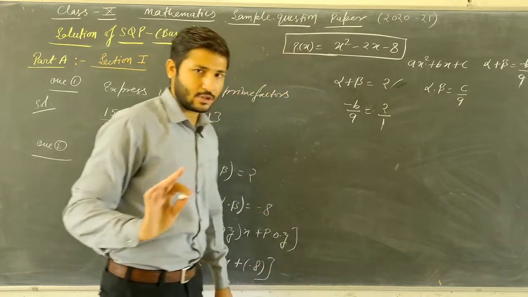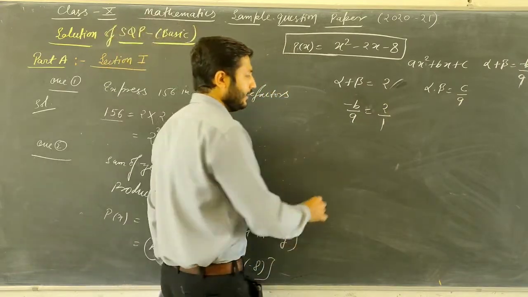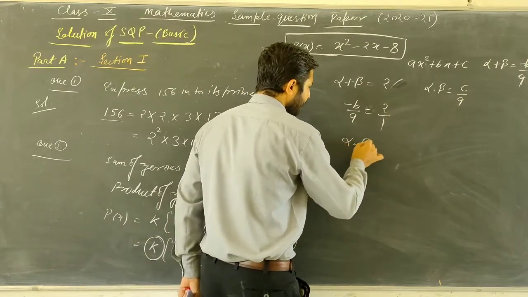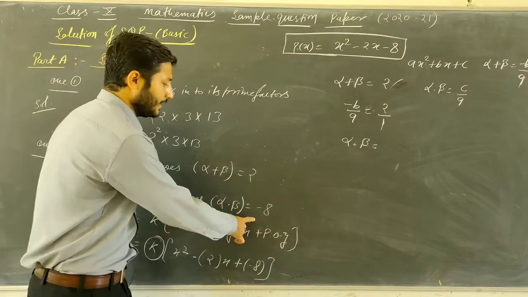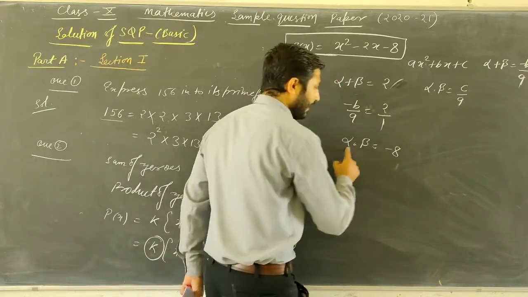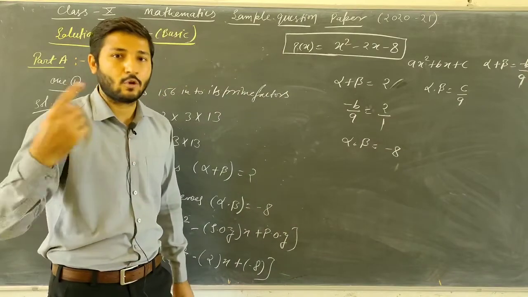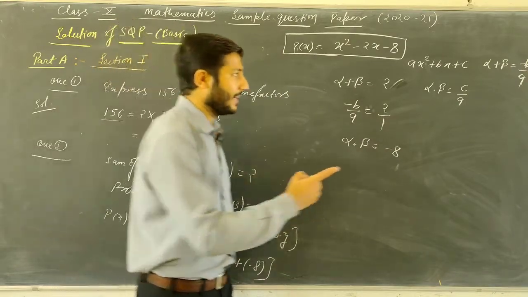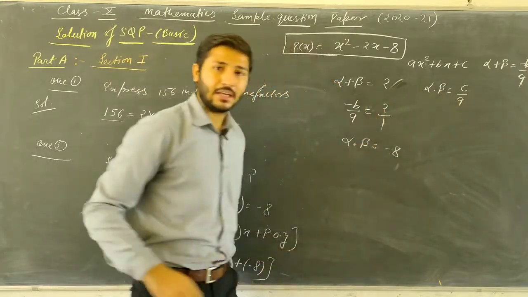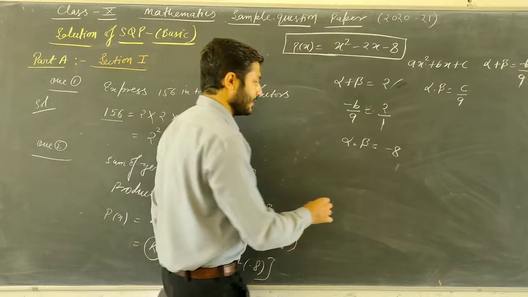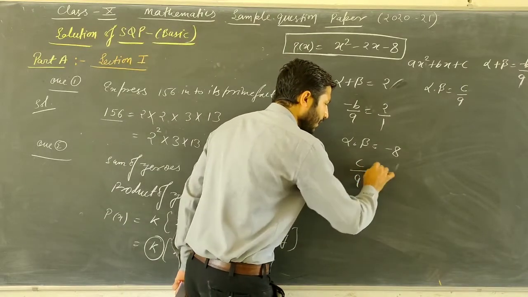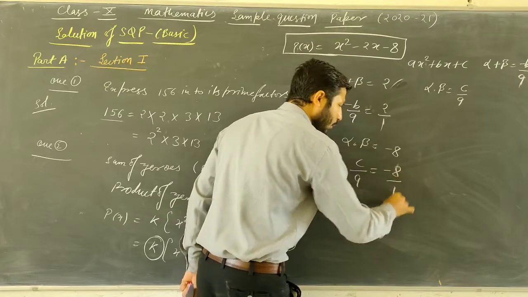Can I write in this way? Yes sir. And second, alpha into beta is equal to -8. Do you know the value of alpha into beta from a quadratic polynomial as a coefficient? We can write c upon a. As a coefficient, we can write this term as c upon a, that is equal to -8 upon 1.